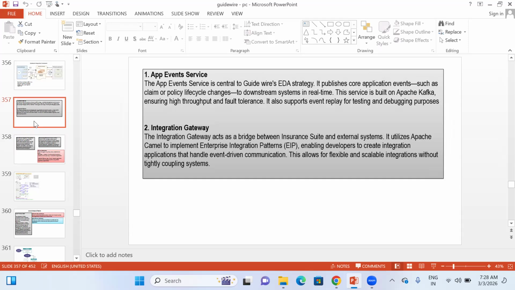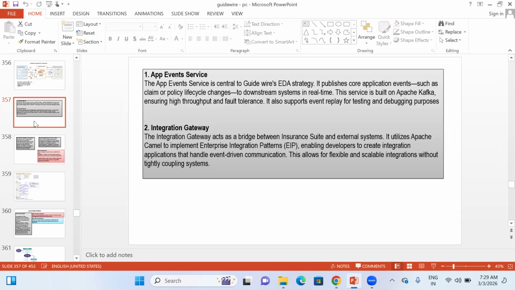So in regard to that, today the first one is app event services. Generally these are the ones centered on Guidewire's ADA strategy, which majorly publish the core application events like claims or any kind of policy life changes to any kind of downstream systems in real time. Majorly, these services are built on Apache Kafka. This is to ensure high throughput and fault tolerance. At the same time, it also supports event replay for any kind of testing, etc.